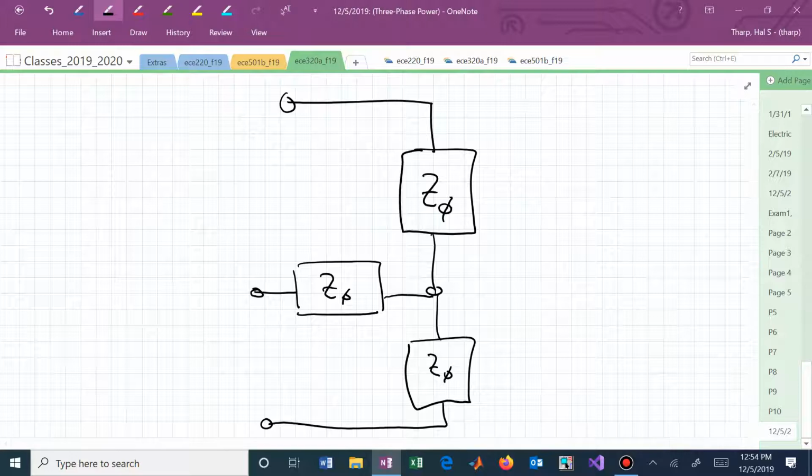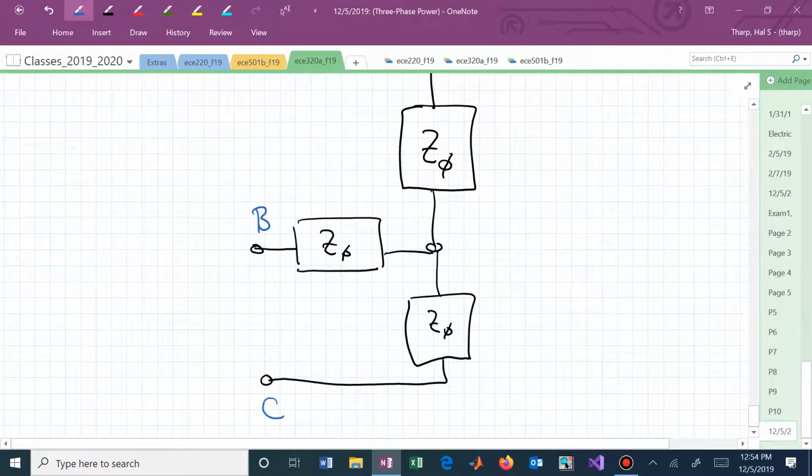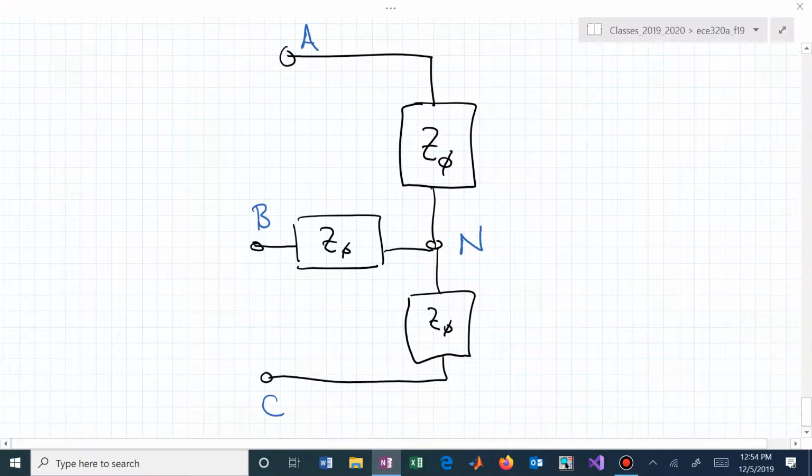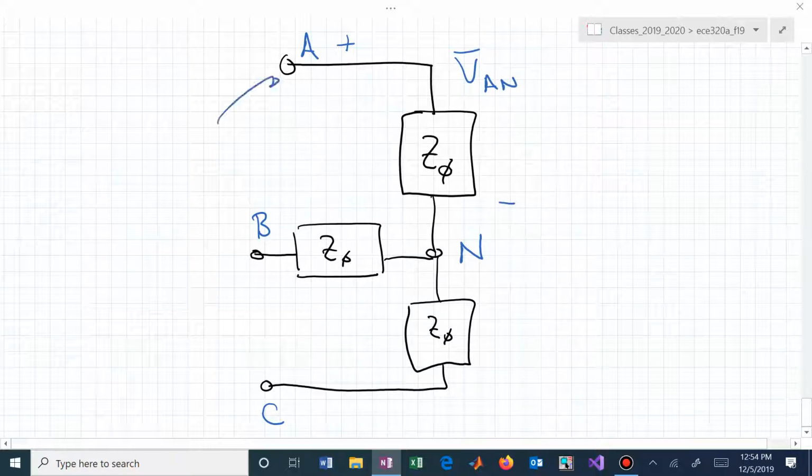And at the load side, I think it's this textbook's notation to use capital terminal values, which now if we wanted to know the relationship between this voltage and this voltage, do you remember the expression for that?